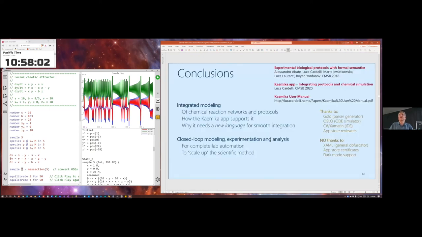Okay, conclusions. So we've seen this notion of integrated modeling of chemical reaction networks and protocols, and how the Kaemika app supports it. And I hope I explained why we need a new language for smooth integration of all these features, both syntactically and semantically, so that all the things talk together in the right way. So the ideal is to achieve this notion of closed loop modeling and experimentation analysis for complete lab automation, and to allow us to scale up the scientific method for the future when we will not have enough people and enough labs to run all the experiments by hand.